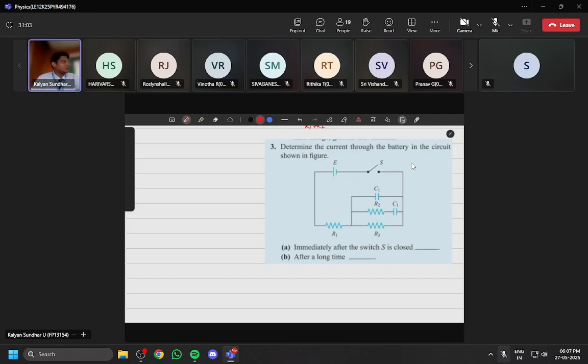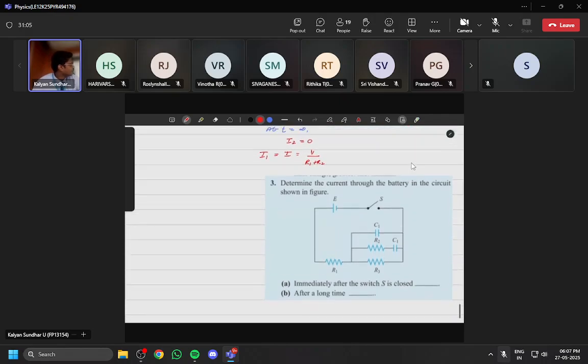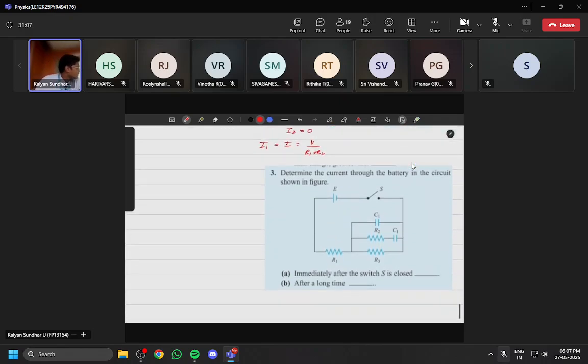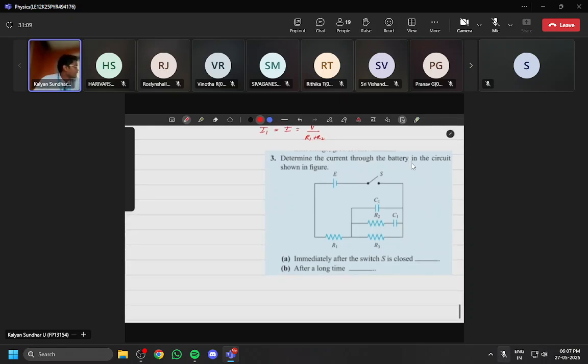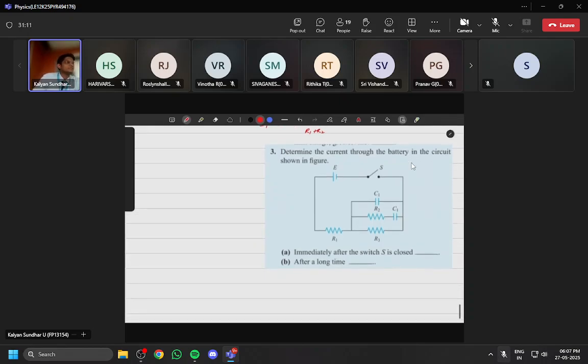Just write the expression. As before, the EMF value is given, I mean the potential, and C1, R1, R2 are all given. You just write the expression alone. What will it be in the first case and what will it be in the second case.